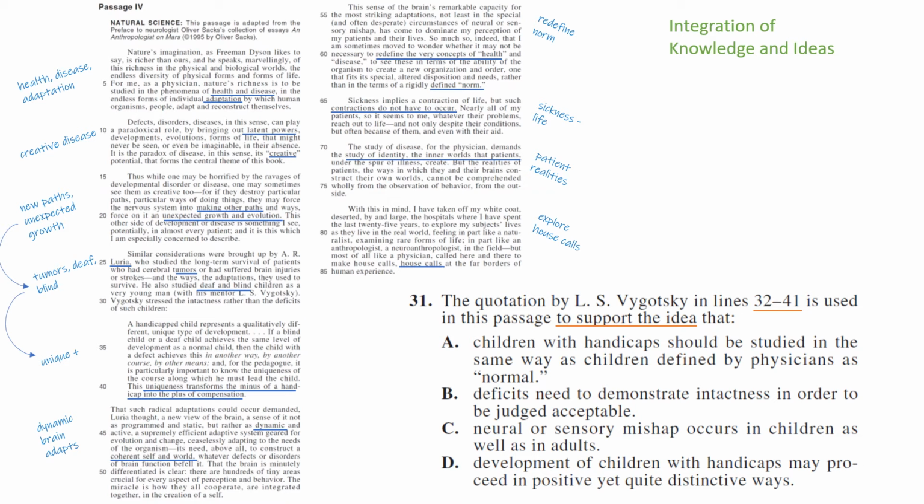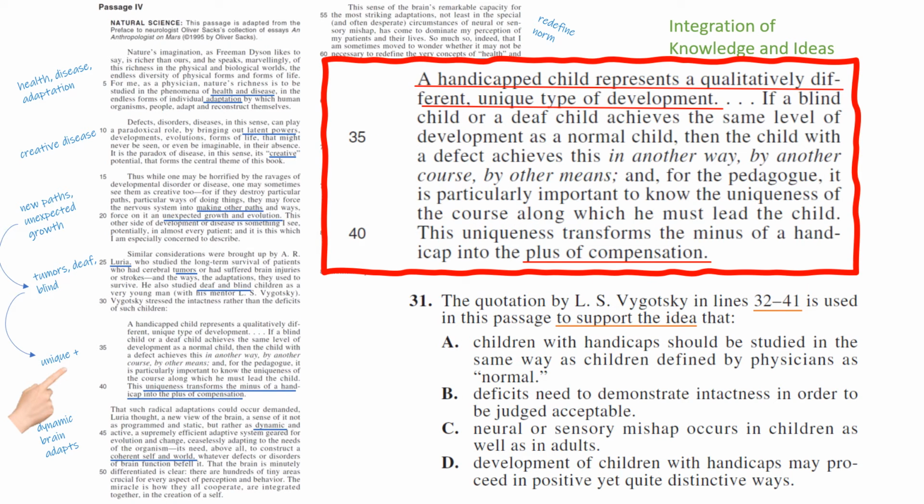So question 31 is an integration of knowledge and ideas question. The quotation used in lines 32 to 41, so that's here, that long quotation, is used in this passage to support what idea? So the quotation talks about, and my label is unique plus, a handicapped child with qualitatively different and unique development, and that uniqueness transforms the minus of a handicap into a plus. So that really fits choice D, positively and in distinctive ways. I think I would have even gotten that from my Google summary, unique plus.